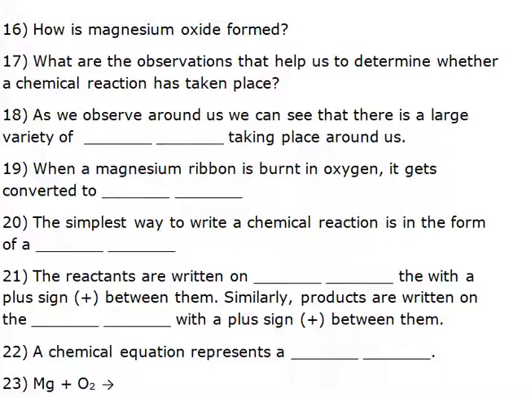Question number 18. As we observe around us, we can see that there is a large variety of dash and dash taking place around us. Question number 19. When a magnesium ribbon is burnt in oxygen, it gets converted to dash and dash. Question number 20. The simplest way to write a chemical reaction is in the form of a dash and dash.